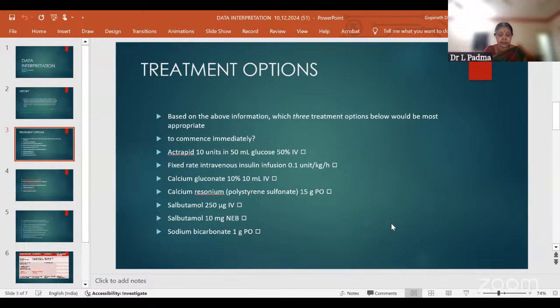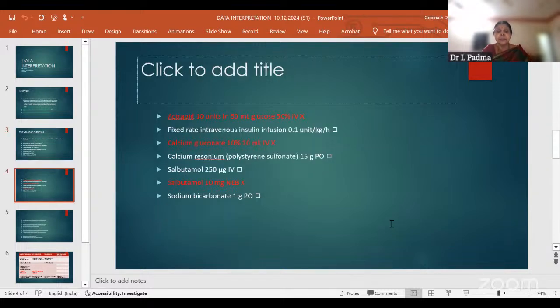So these are the ones. Again, I repeat: insulin, either directly IV or infusion. Calcium, either orally or by IV. Salbutamol, by nebulization or by IV. Then lastly, sodium bicarbonate. Why have they added sodium bicarbonate? Nothing is seen there, but still they have added sodium bicarbonate. So you have to know the reason for adding all these things.